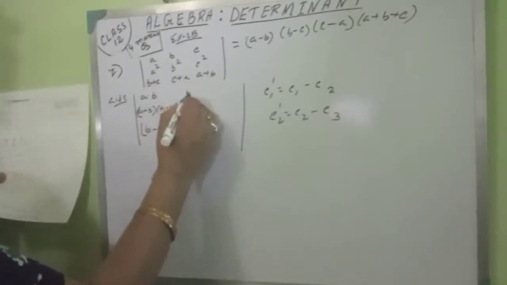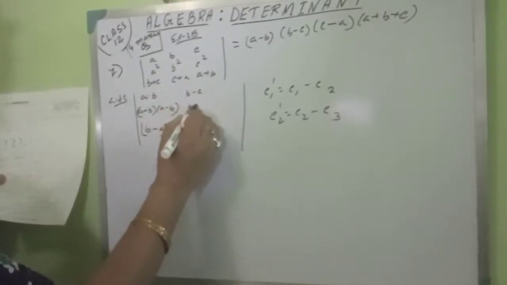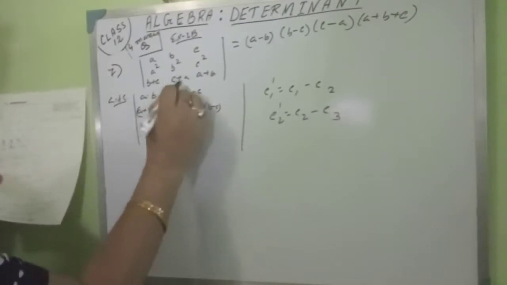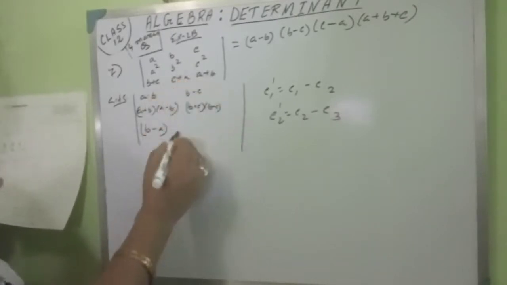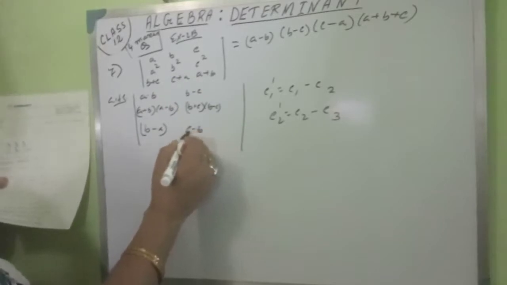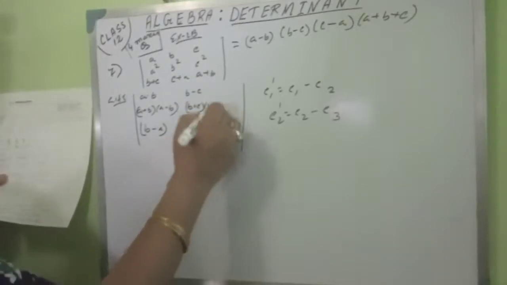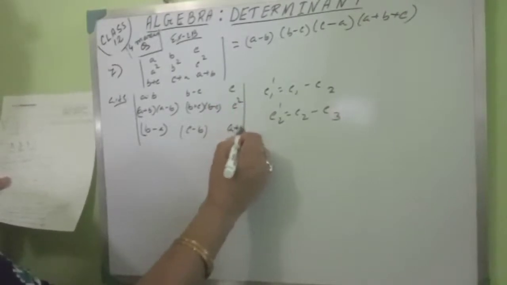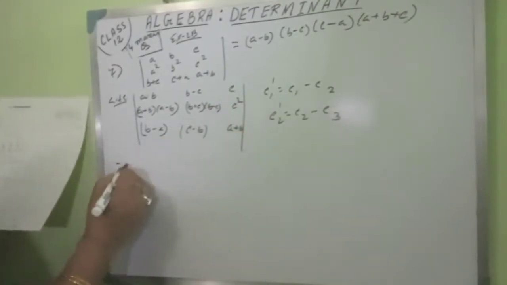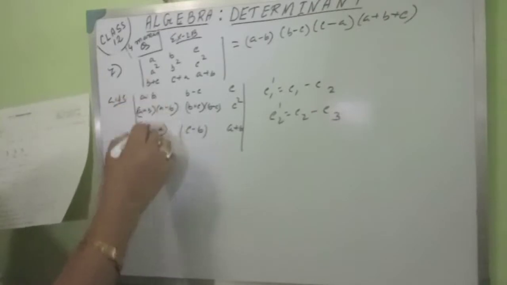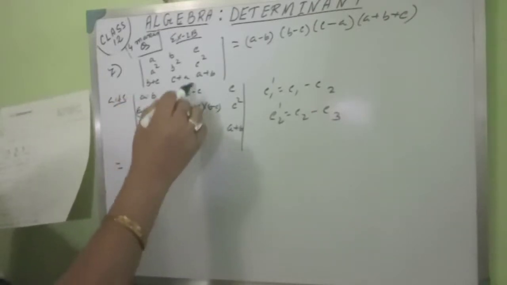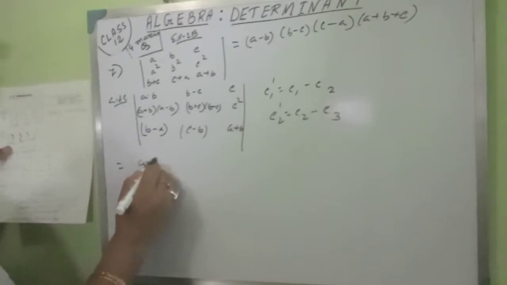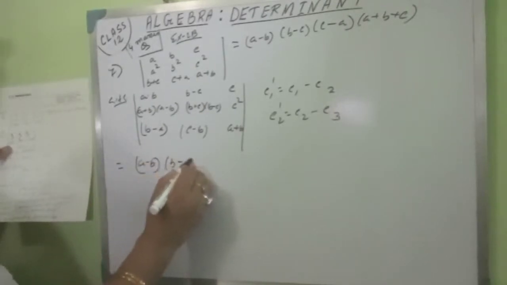And here also the same: it is coming B minus C, it will be B plus C into B minus C. And C plus A minus A cancel, it will be only C minus B. And the third column will remain the same. So C, C square, A plus B. Now A minus B from the first column and B minus C from the second column we can take outside. So A minus B into B minus C.